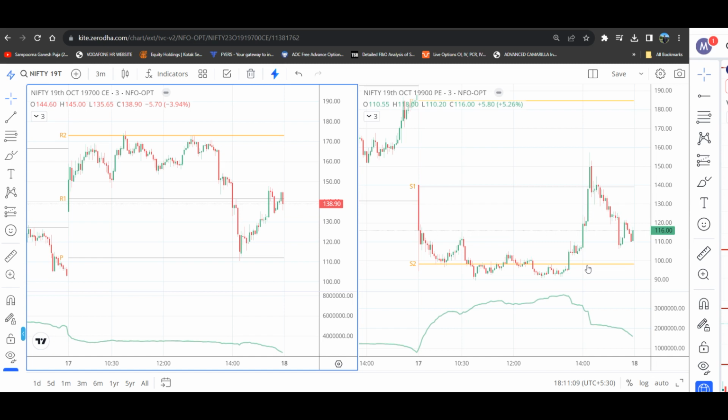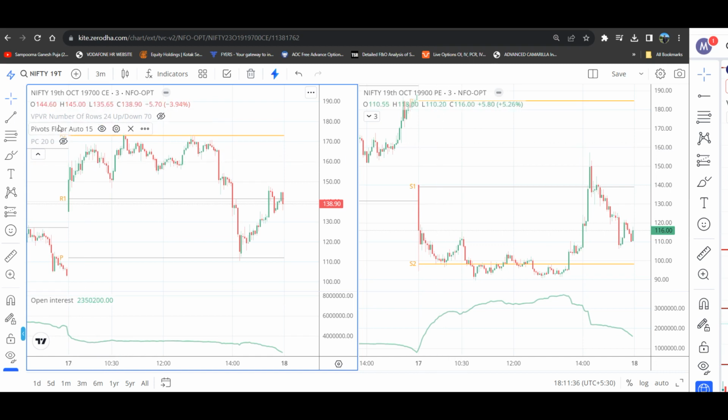Today I've come up with a strategy which I've been using for some time and it really gives you a good amount of opportunities which you can ideally try and make some money out of. So this is based on a simple strategy, which is your pivot points, floor pivots.